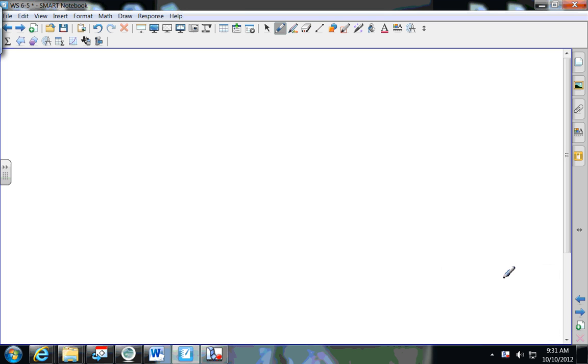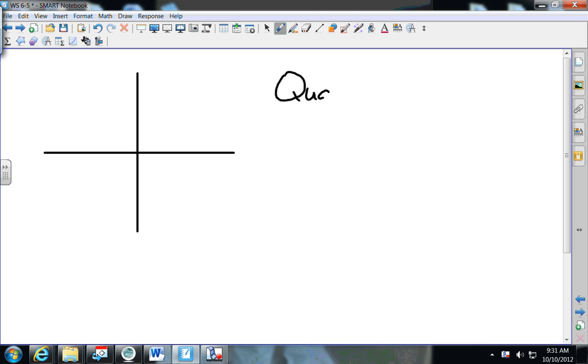Let's review our quadratic equations. I'm going to make my graph right here. Quadratic equations. So I'm going to start with the quadratic parent function.